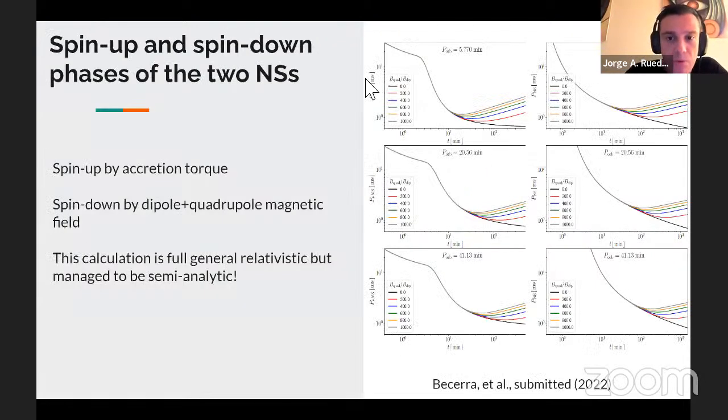And this is an important point. We are simulating the spin-up and spin-down phases of these stars, spin-up by the torque of accretion, and spin-down due to the magnetic stresses by a dipole and quadrupole magnetic field. We are managing to have a semi-analytic treatment of this, even if this is a full general relativity result. This is on the right. You see different evolution of the rotation periods as a function of time. You see the spin-up phase, and then the spin-down phase of both the newborn neutron star on the left and the neutron star companion on the right.